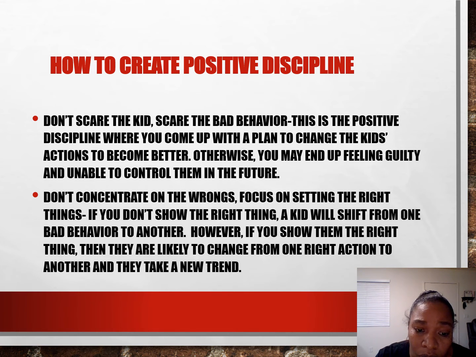Don't concentrate on the wrong, focus on setting the right things. If you don't show the right things, a child will shift from one bad behavior to another. However, if you show them the right thing, then they are likely to change from one right reaction to another, and this will become a new trend. So basically, what we're saying here is instead of saying no, don't do that, how about explaining how they can do something versus saying no that they can't?